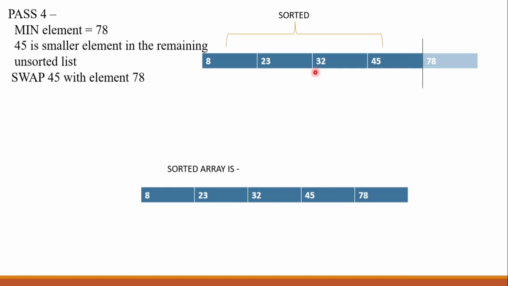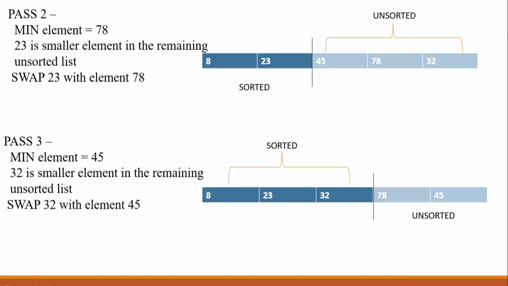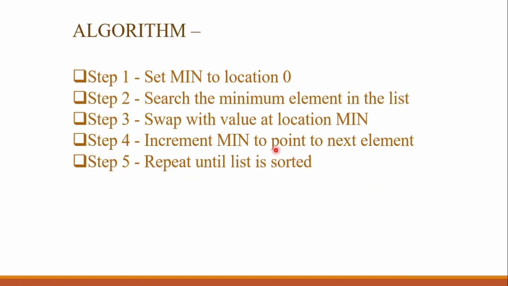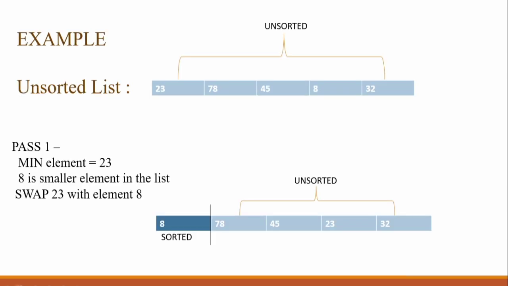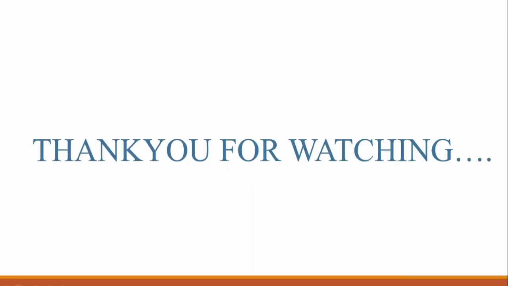Now 8, 23, 32, 45 and 78. This is all in the ascending order. This is known as the sorted array. This is the sorted array we have got by the method of selection sort. Okay. Nothing we have to do. We have to just follow the steps of this algorithm. I have given it in an easy way. Just follow it and try to solve the sums on your own. Okay. Thank you for watching.